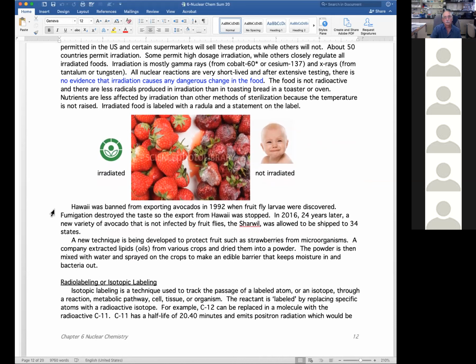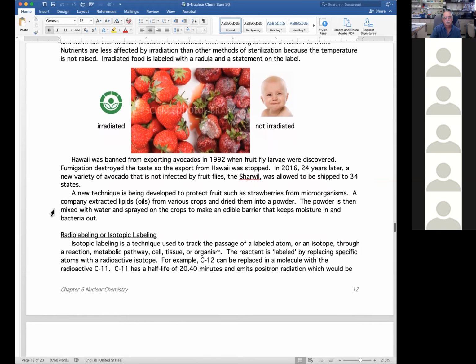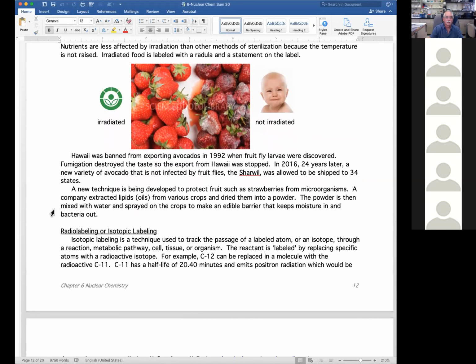Here's an example of how devastating a disease to a crop can be. Hawaii could not export avocados starting in 1992 when they found fruit fly larvae. And fumigation, which is a chemical way to kill the fruit fly, ruined the taste of the avocados. So it took 24 years before a new variety of avocado that wasn't infected by the fruit flies was allowed to be shipped to at least 34 states. So that devastated that whole industry in Hawaii.